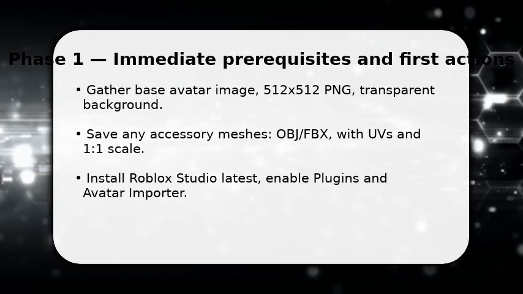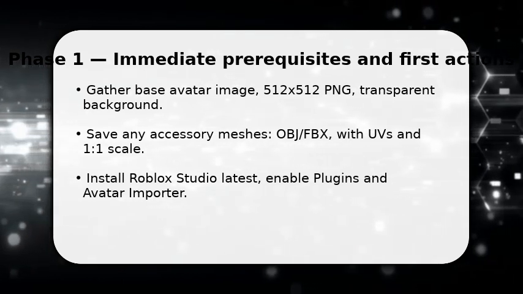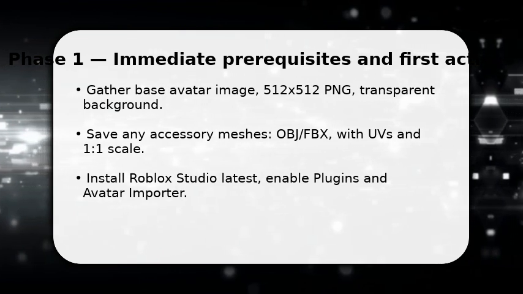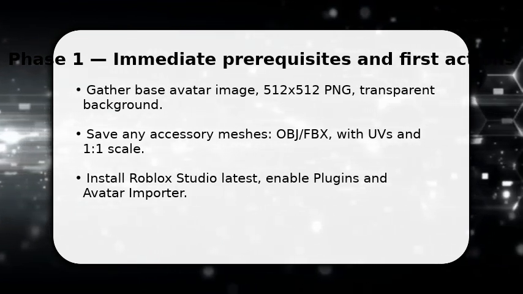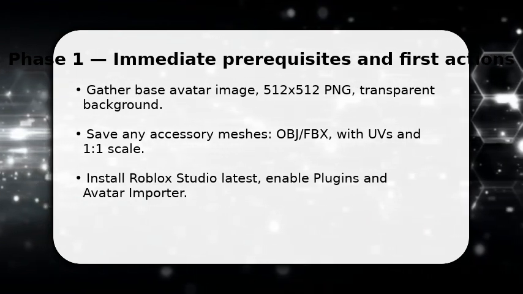You start by getting the essentials in order. The base avatar PNG at 512 x 512 and any accessory OBJ or FBX files. Once done, open Roblox Studio and enable plugins. This speeds the import process.